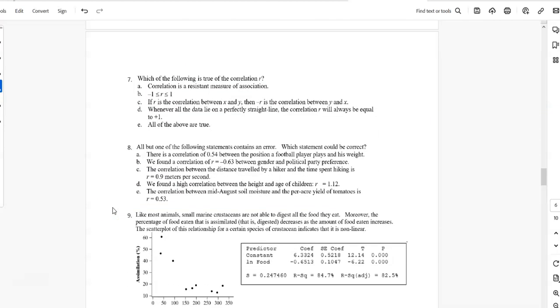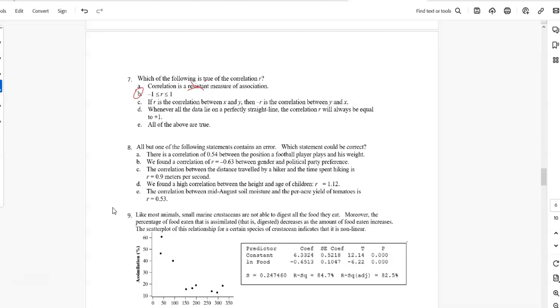Okay, lots of questions about R here, correlation. Correlation resistant, that's funny. It's not resistant. Outliers, we just talked about, an outlier has a huge effect on the correlation. That does seem to ring true. So which one rings true? That one seems to be true. I don't know how you could poke a hole in that one.